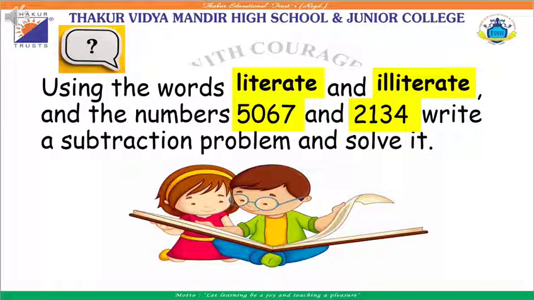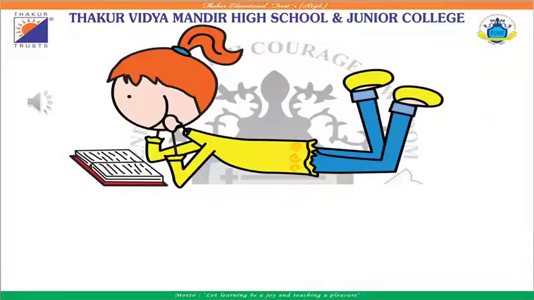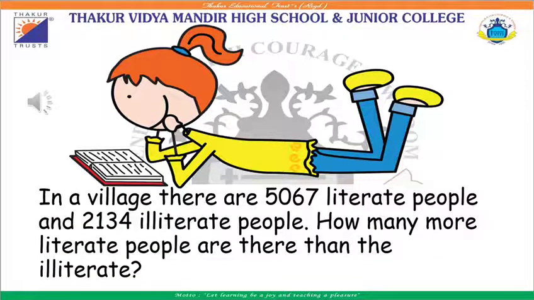Children, listen. For making a word problem, you can use your own ideas and make your own word problems. For example, I am giving you a word problem made by me. Is it clear with all of you? I am making my own word problem. In a village, there are 5067 literate people and 2134 illiterate people. How many more literate people are there than the illiterate? So, I have made the word problem. Now, I am supposed to solve it.